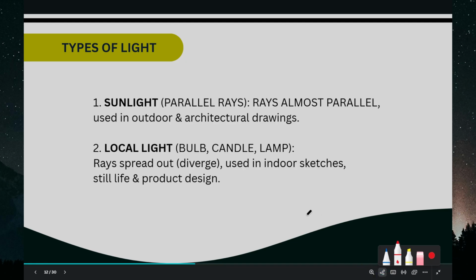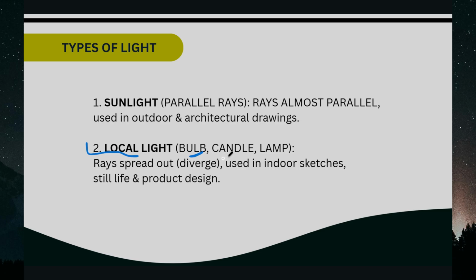Okay. Now going to talk about the next thing, that is local source of light, right? Local source can be a bulb, candle, lamp. So in this, what happens? Rays spread out, diverge, used in indoor sketches, still life, product design, etc.